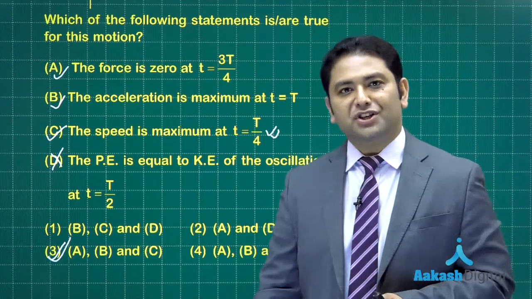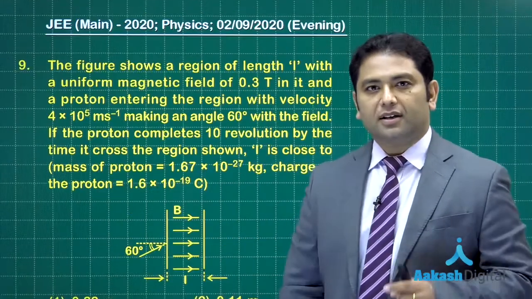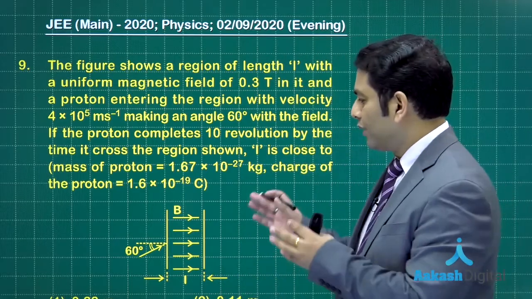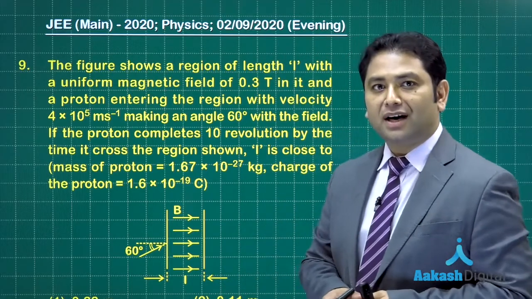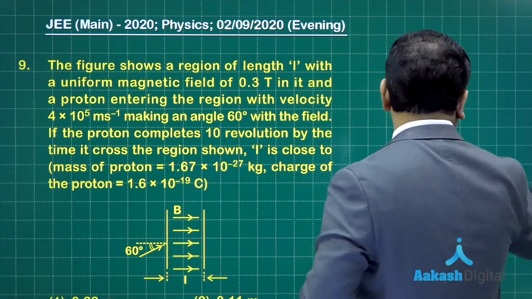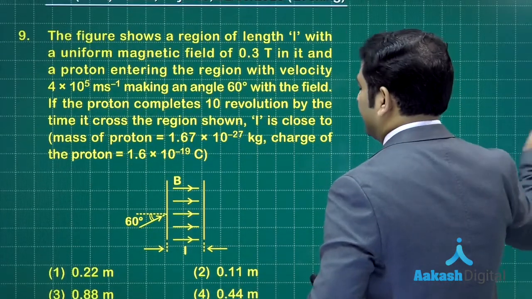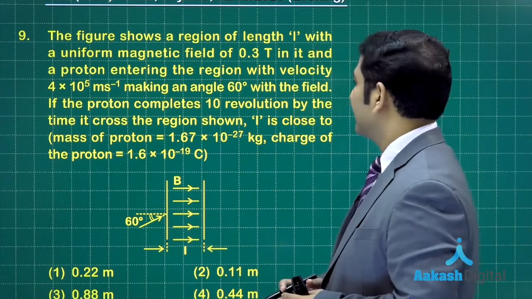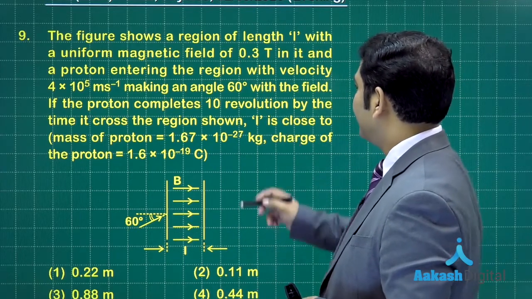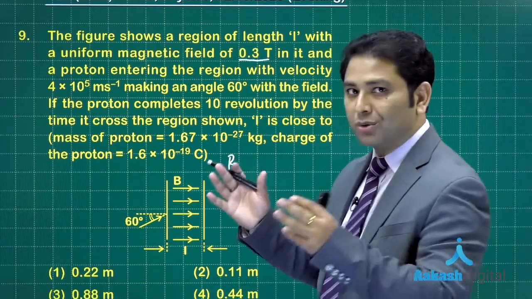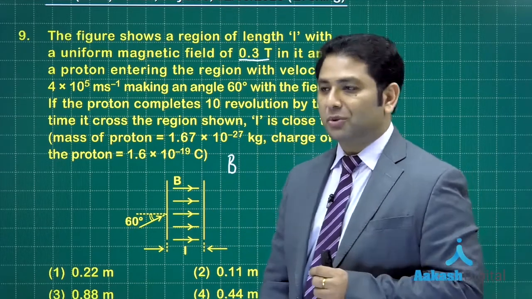Let's go further to question number 9. Question number 9 is from moving charges and magnetism, wherein we need to see the path of a charged particle in a magnetic field. Look at the question and let's see what it says. There is a certain region of length L with a uniform magnetic field. So that means the magnetic field B is given. Let me pick out the variable. That would be a better way.